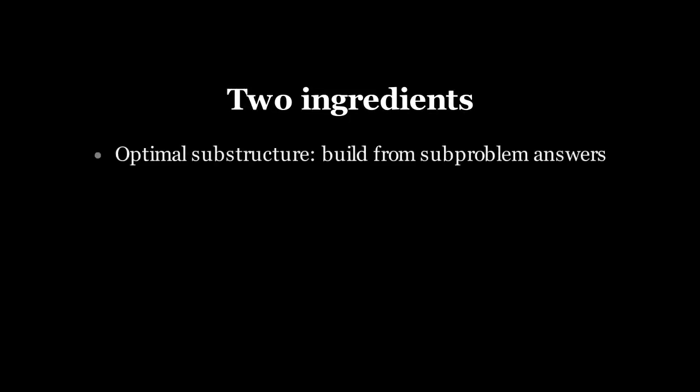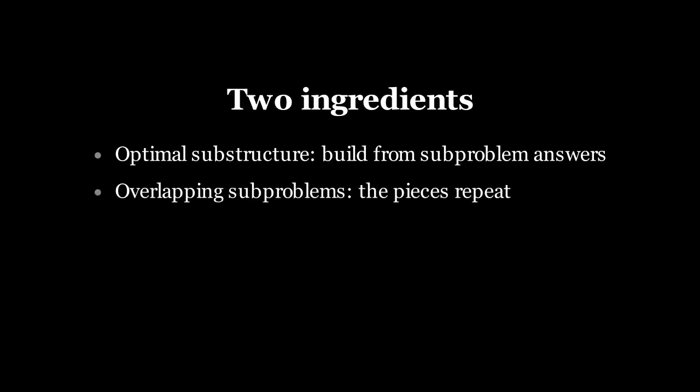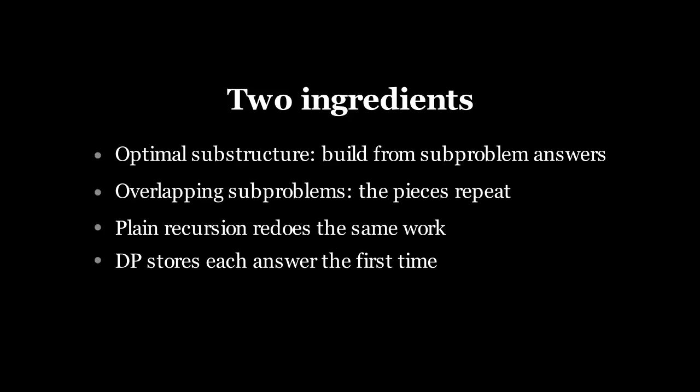2 ingredients tell you a problem is dynamic programming. First, optimal substructure. The best answer is built from the best answers to smaller subproblems. Second, overlapping subproblems. Those smaller pieces show up again and again. When both are true, plain recursion wastes enormous time redoing work, and DP fixes it by storing each subproblem's answer the first time you compute it.